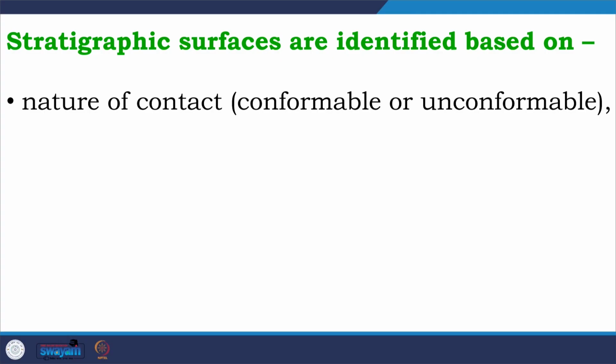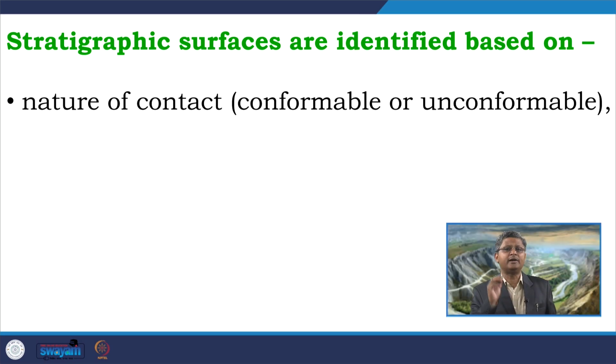So, broadly we can identify the sequence stratigraphic surfaces into 3 broad categories, commonly identified based on certain criteria. Those criteria can be applied across all the surfaces. So, what are those criteria? Number 1 is the nature of contact. So, whether we are looking at a conformable contact or an unconformable contact.